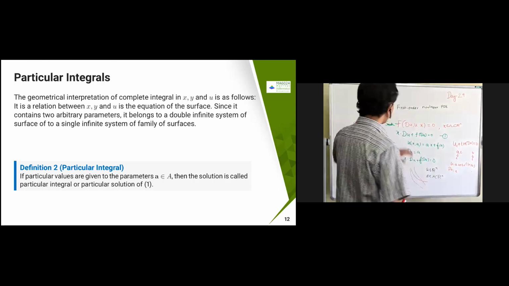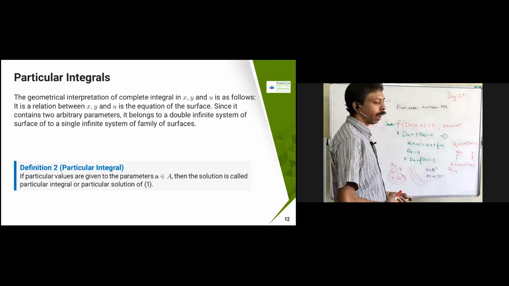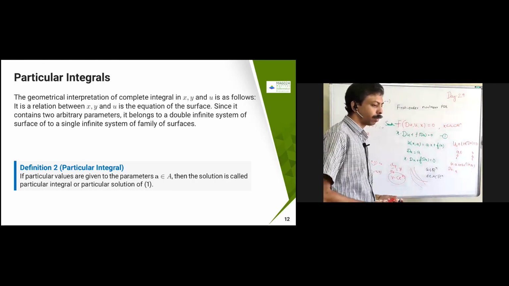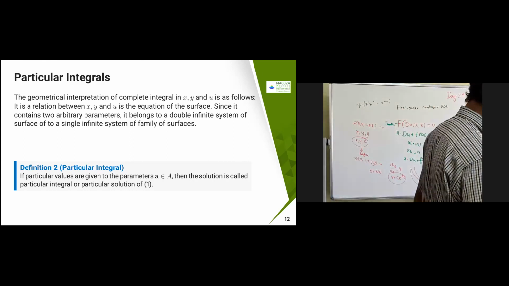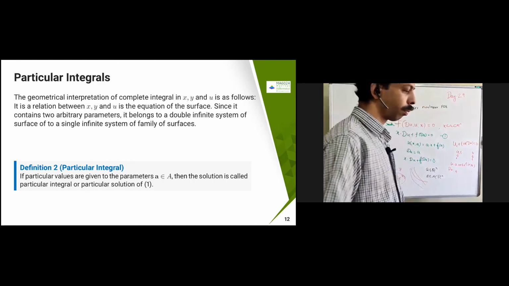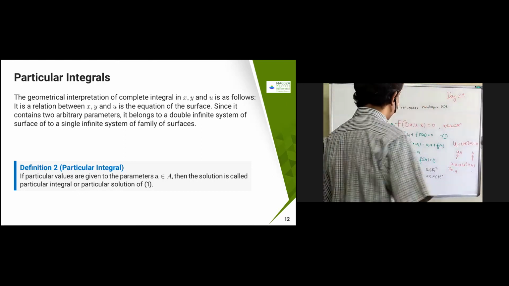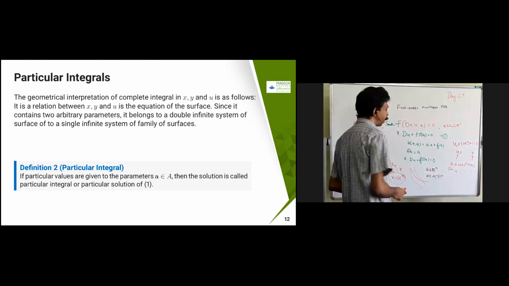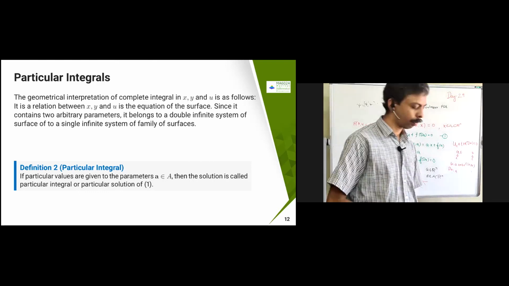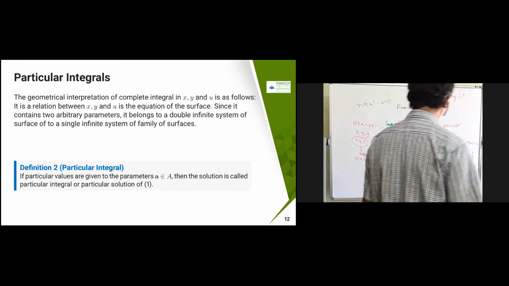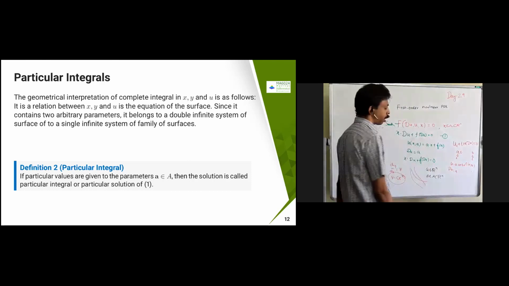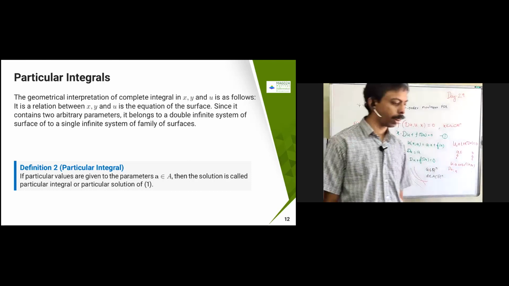Suppose in the general case, if there are n independent variables, how many parameters will come? n parameters. Therefore, it is going to be an n-fold infinite system of family of surfaces.